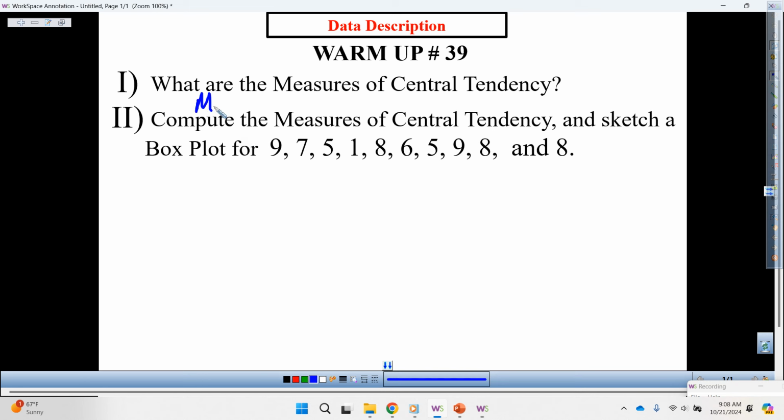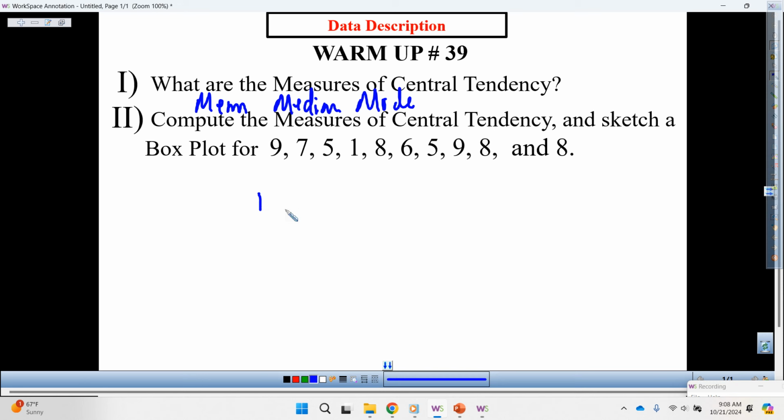What are the measures of central tendency? Mean, median, and mode. All right. So we need those 3 from this data. So in order to do that, being that it's Monday, let me go through this really quick. So we organize that from least to greatest.